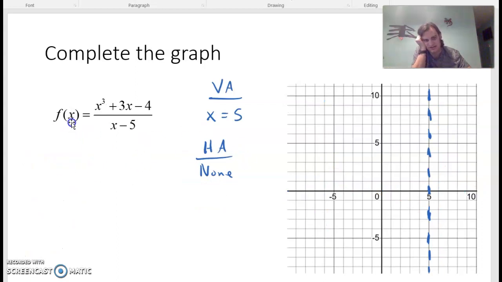Okay, so this one is f of x equals x cubed plus 3x minus 4 all over x minus 5. We had a vertical asymptote at x equals 5. We didn't have a horizontal asymptote. We didn't revisit this for the oblique asymptote, but we can look at it and see that the degree of the numerator is 3 and the degree of the denominator is 1.